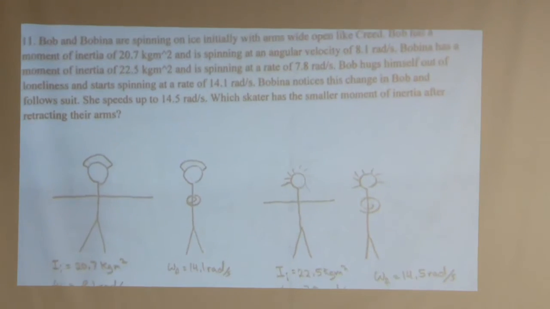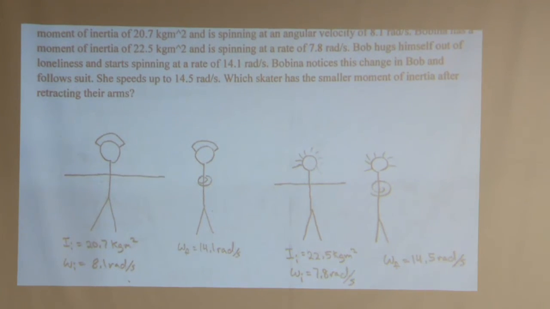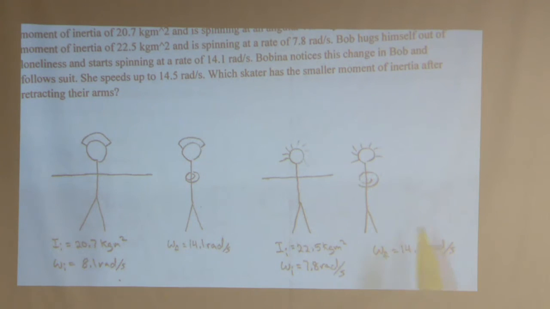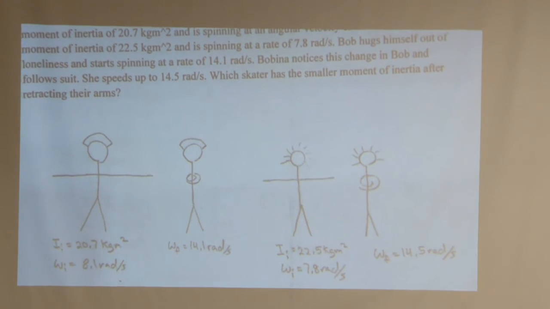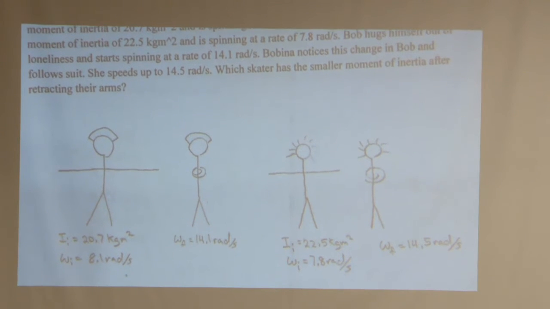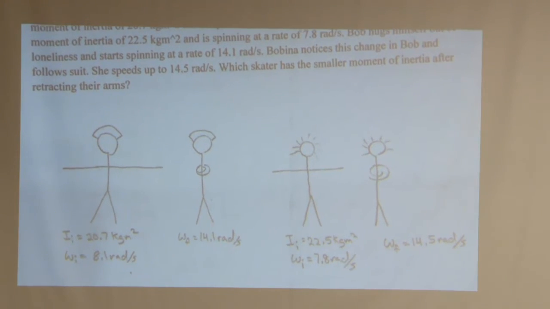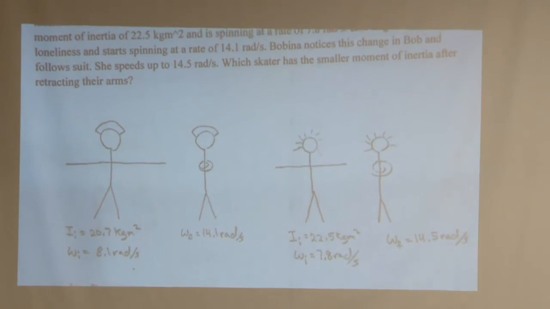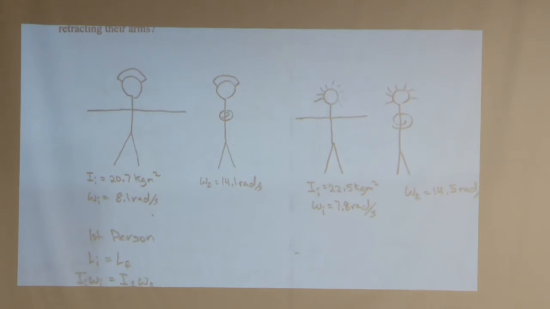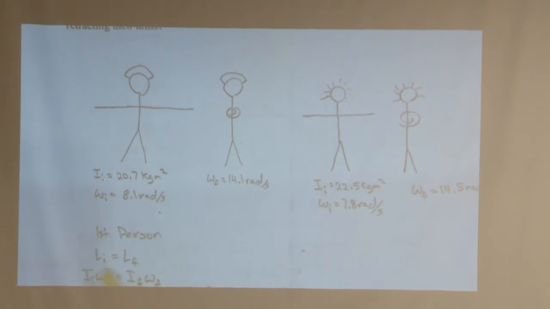So this is what we're looking at. We got Bob and Bobina. They're going to close their arms and it's going to cause them to spin faster. This is a basic conservation of angular momentum problem, so we can treat it as if it's a collision, even though nothing's really colliding. If we look at Bob's angular momentum, we need to set Li equal to Lf. This is the equation for conservation of angular momentum.